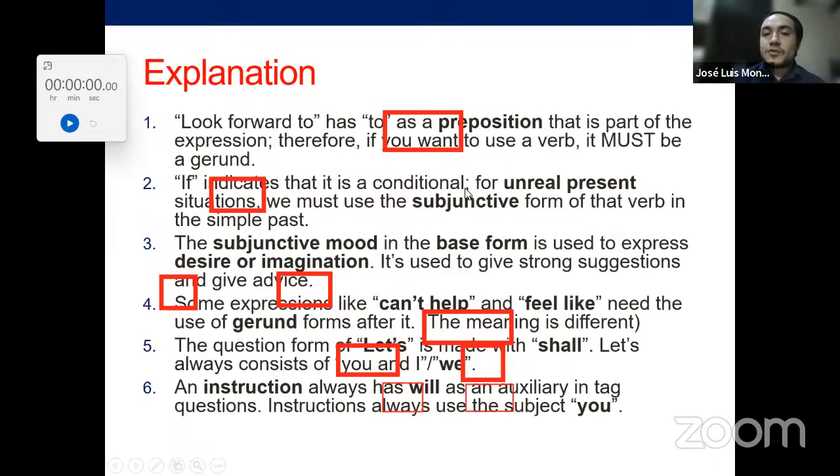All right. So in number one, is it possible to read it like that? Yes, read what you have there, please. Read number one, Amy. Okay. Look forward to has to as a preposition that is part of the expression. Therefore, if you want to use a verb, it must be adjoined.